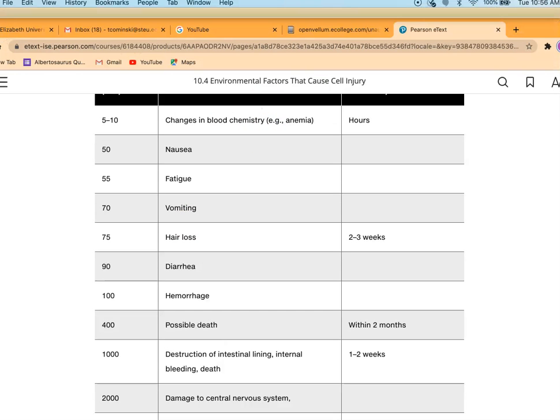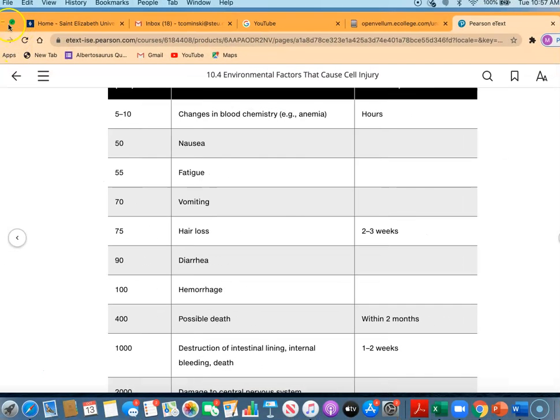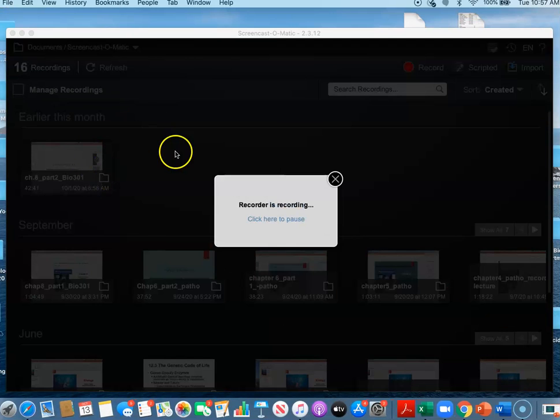All right, that's it, guys. Like I said, part 2 will pick up with 10.5, which is effects on endothelial and epithelial cells. All right, thanks.